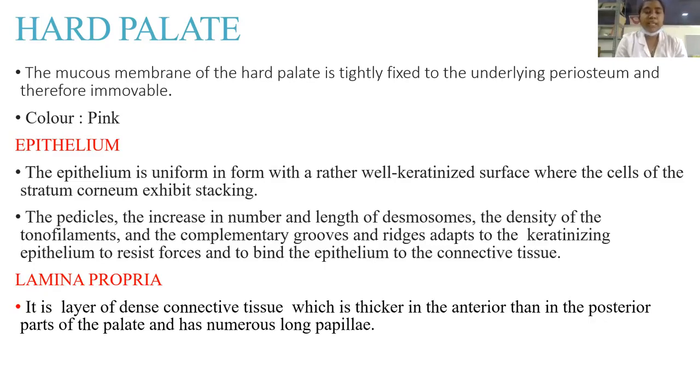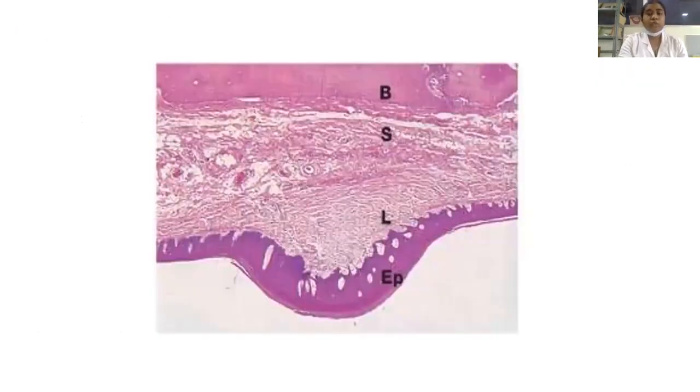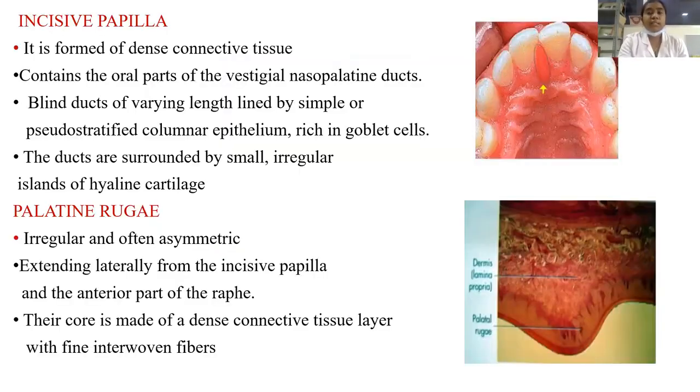Lamina propria is a layer of dense connective tissue which is thicker in the anterior than in the posterior parts of the palate and has numerous long papillae. So this is the histological picture of the hard palate, where we can see the epithelium, lamina propria, submucosal layer, etc. Incisive papilla.